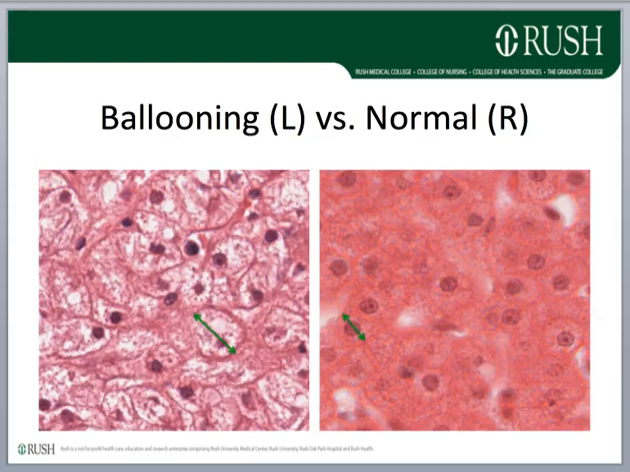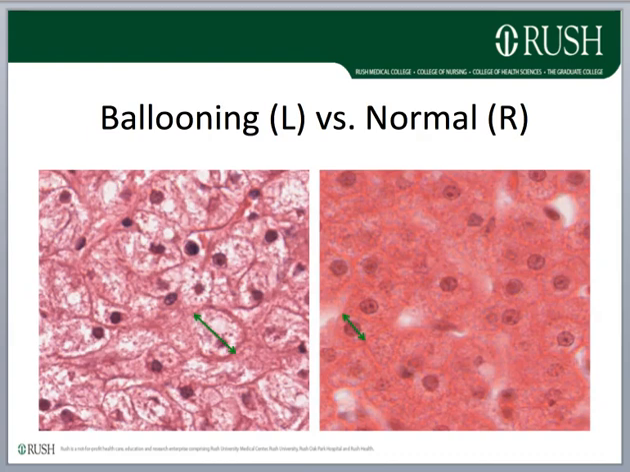I put this slide in so you can compare ballooning on the left with normal hepatocytes on the right, and the arrows across the diameter of the cell, you can see that the arrow on the left with the ballooned cell is larger than the normal hepatocyte on the right. And so one of the key features, and I think it's hard to appreciate sometimes in these slides unless you go back and forth between normal and abnormal, is just the relative size of cells. So both of these are at the same magnification, so you can compare the size of the cells.